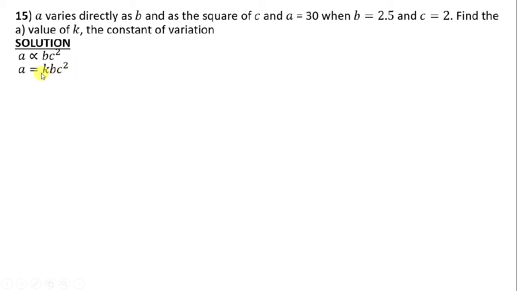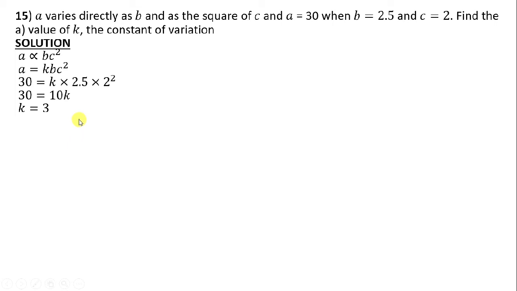To find the value of K, we are going to substitute. Where there's A, we'll replace a 30. Where there's B, we'll replace a 2.5. Where there's C, we'll replace a 2. And then we are going to solve for K. Let's do that. If you multiply 2 by itself twice, you are going to get a 4. Multiply 4 times 2.5, you are going to get a 10. To find the value of K, we'll divide both sides by 10. Our K will be equal to 3. That is our constant of variation.